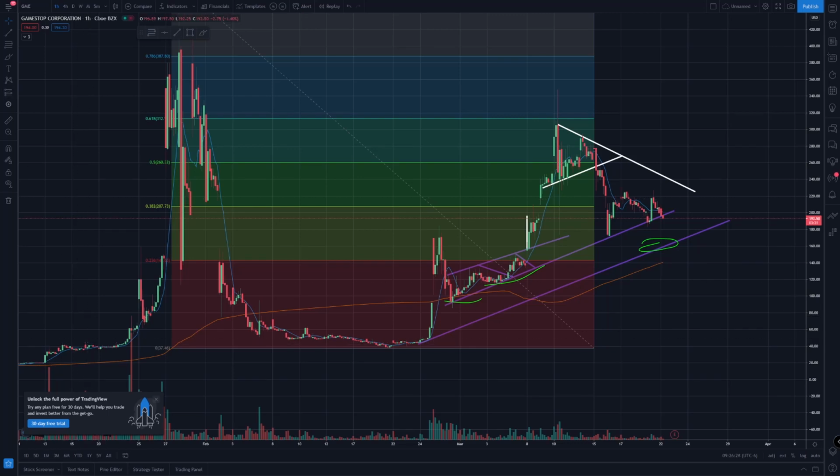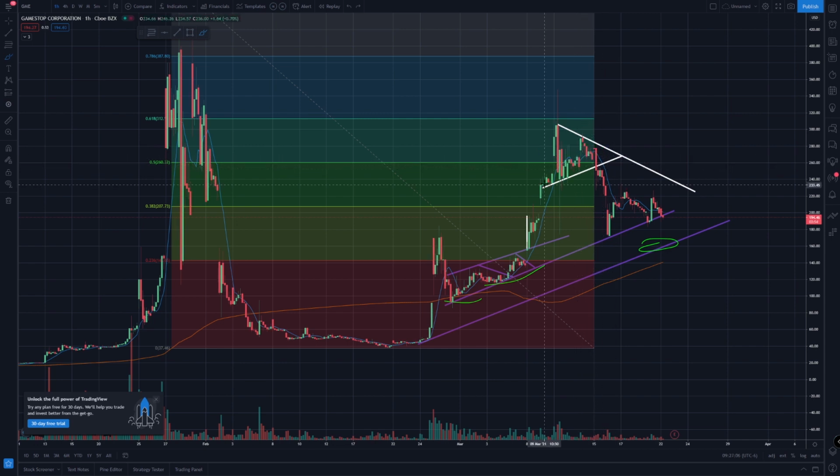Alright, let's take a look at some chart action for GameStop. I'm looking at GameStop and we came up to the target of 280 that I had last time. It's around right here. And we actually broke through that and got up to around 350 approximately.